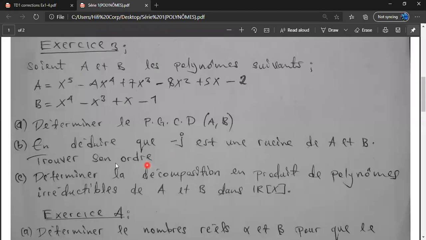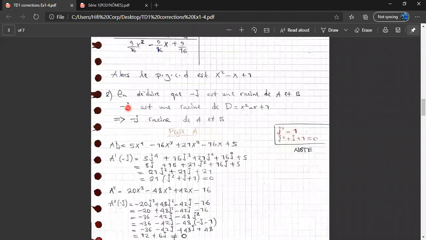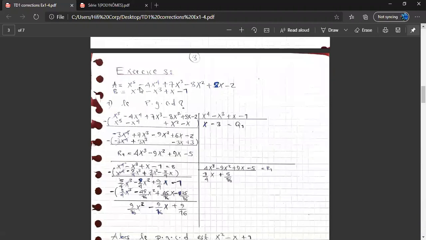So for you to find this multiplicity, this order, what did we say? You'll be differentiating the polynomial and putting your negative j, and you only stop when your negative j is not a racine of that differentiated polynomial. That's when you're going to stop. So our first polynomial is this, right? x squared negative 4x to the power 4 plus 7x to the power 3 minus 8x to the power 2 plus 5x minus 2.